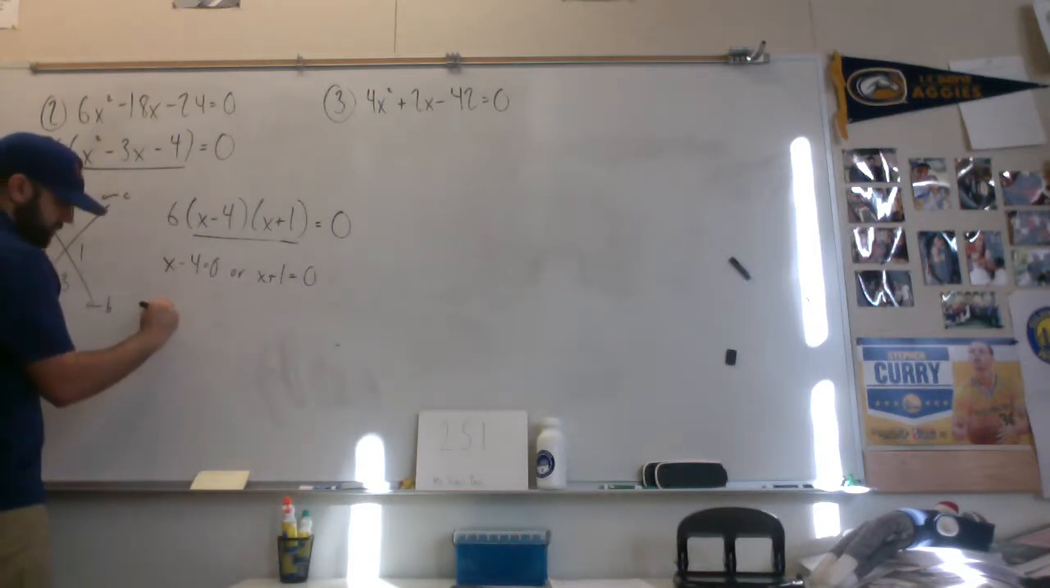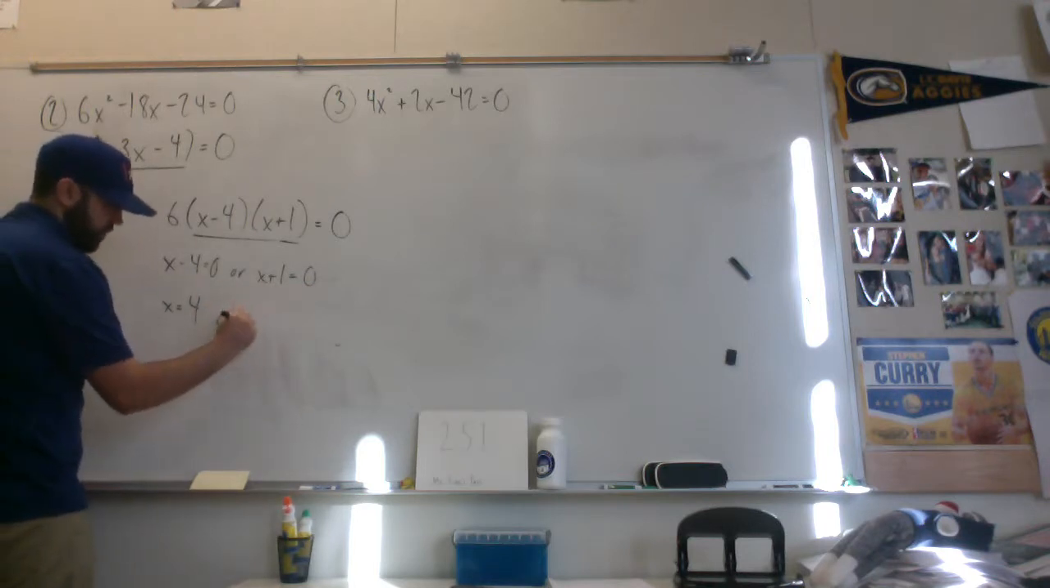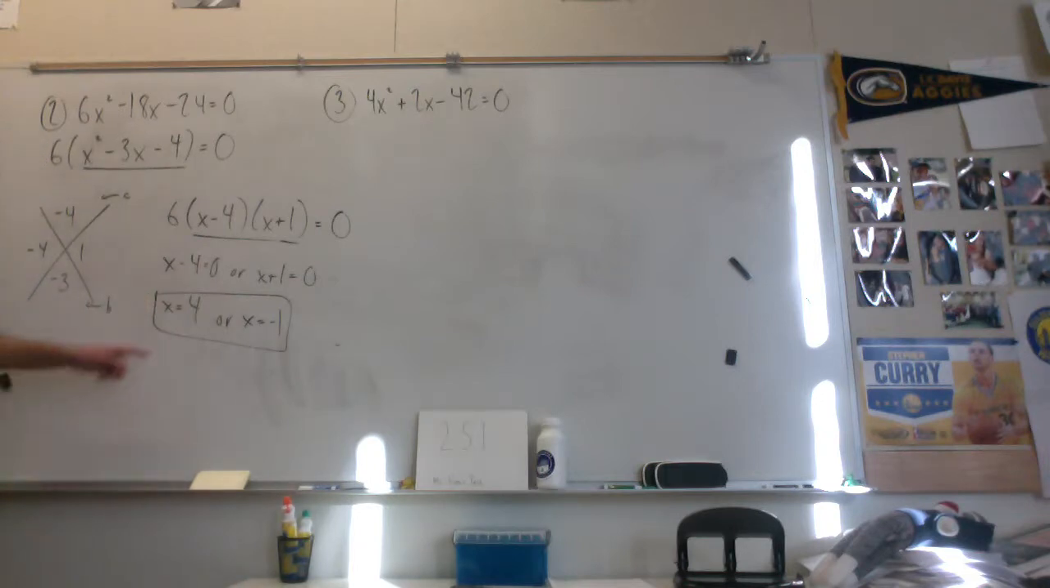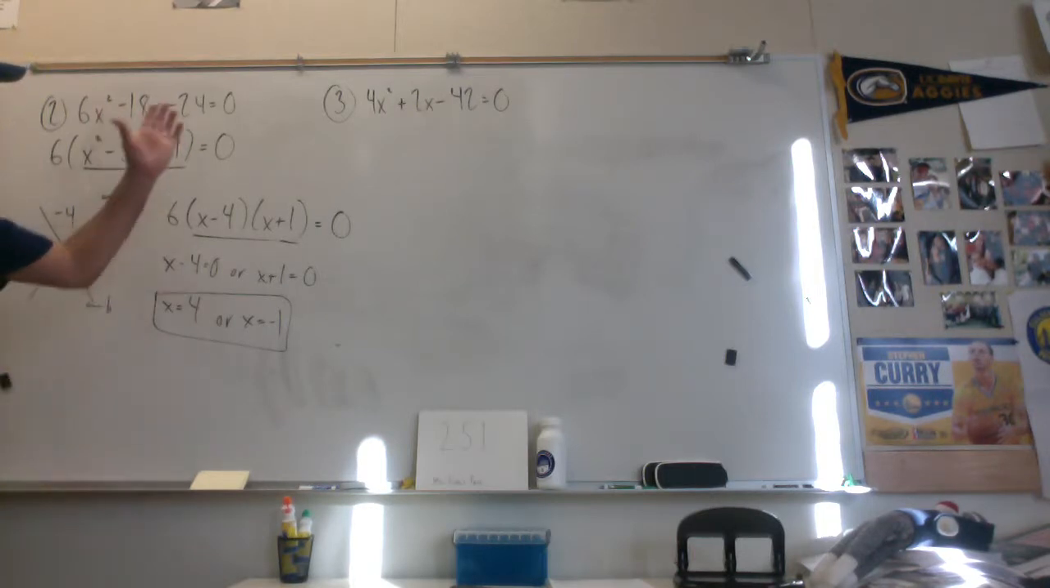Well, here x has to be 4. And over here, x has to be negative 1. So these would be the two answers. x can equal 4 or x can equal negative 1. All right, so if you need to pause and look at that and copy it, you can do that now. Go on to this one though.